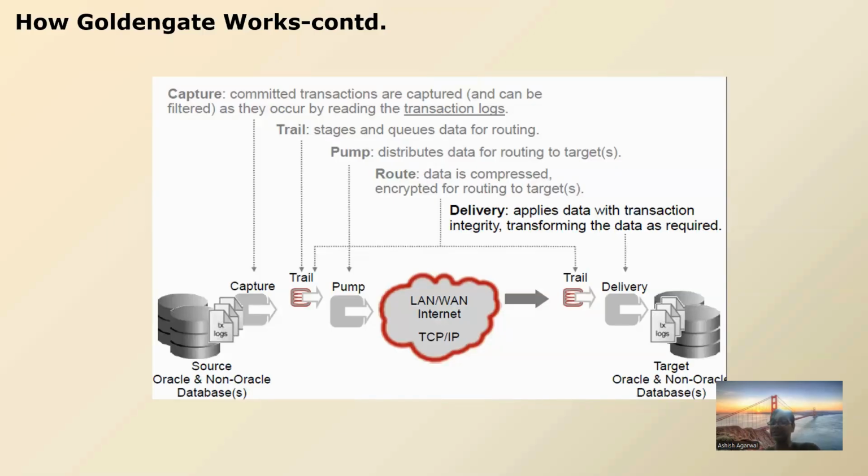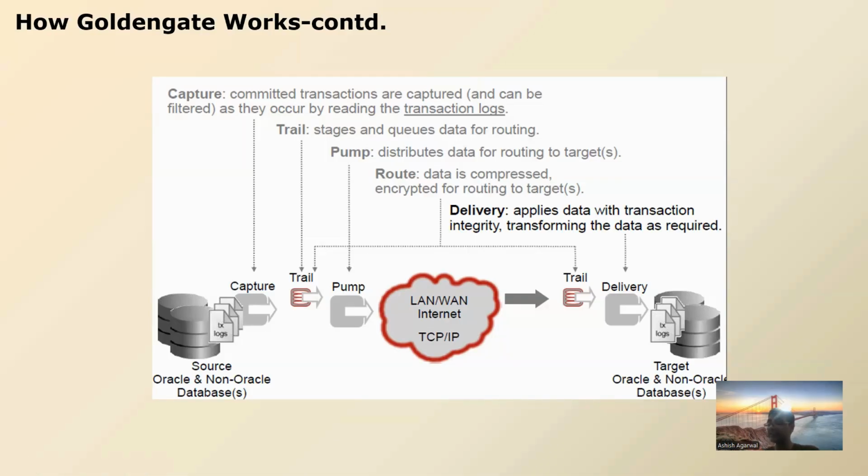So what the pump process does is, as soon as the data gets written into the local trail, it will read the data from the local trail, send it over the TCP/IP network, and write it to the trail file on the target. Now, the trail file residing on the source system is called the local trail. However, the trail file residing on the target machine is called the remote trail file. So the pump process reads the data from the local trail, sends it over the TCP/IP network, and writes it to the remote trail file.